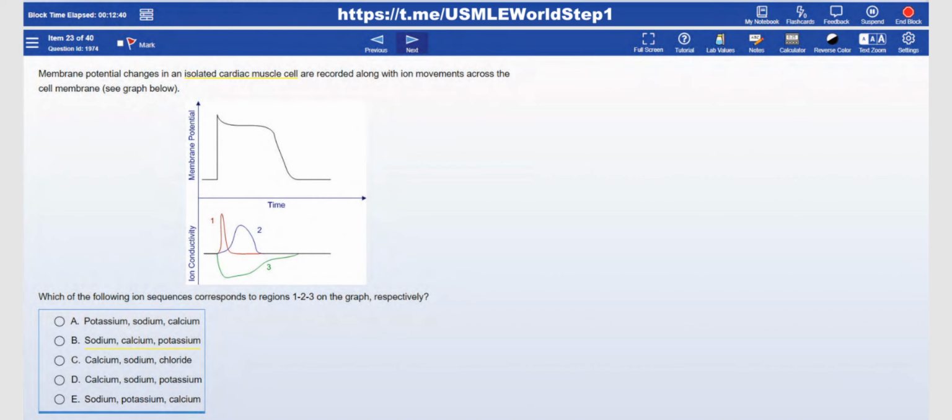Option A, potassium, sodium, calcium. Option B, sodium, calcium, potassium. Option C, calcium, sodium, chloride. Option D, calcium, sodium, potassium. Option E, sodium, potassium, and calcium. Pause it and give the answer.